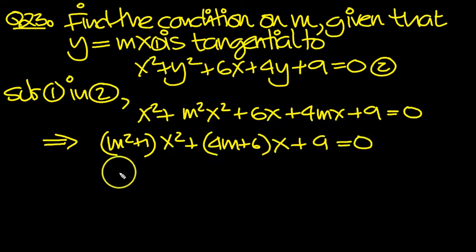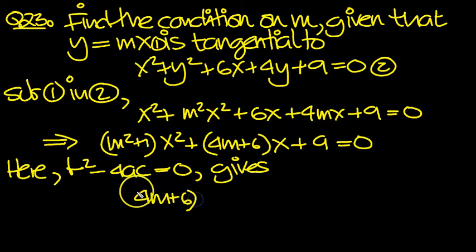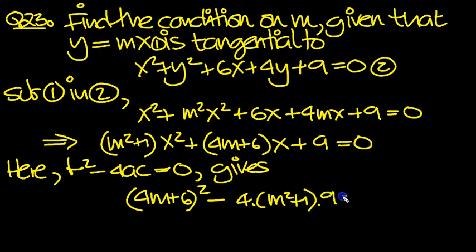So here this quadratic will have only one solution. In other words, b squared minus 4ac equals 0 is the condition for one root. So b squared is 4m plus 6 squared, minus 4 times a, m squared plus 1 in a bracket, times c, 9, equals 0. So we expand this bracket: 4 4s are 16, so that's 16m squared. 4 6s are 24, double that is 48, so it's 48 lots of m.